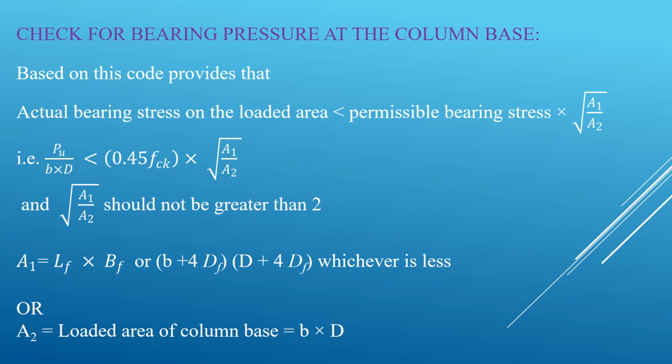Based on this, the code provides that the actual bearing stress on the loaded area should be less than the permissible bearing stress, which involves the square root of A1 upon A2. That is, Pu divided by the cross-sectional area of the column should be less than 0.45 times fck into the square root of A1 divided by A2, and the ratio A1 to A2 should not be greater than 2, where A1 is calculated as Lf into Bf, or B plus 4 times Df, into D plus 4 times Df, whichever is less, and A2 is the loaded area of the column base, that is expressed as B into D.